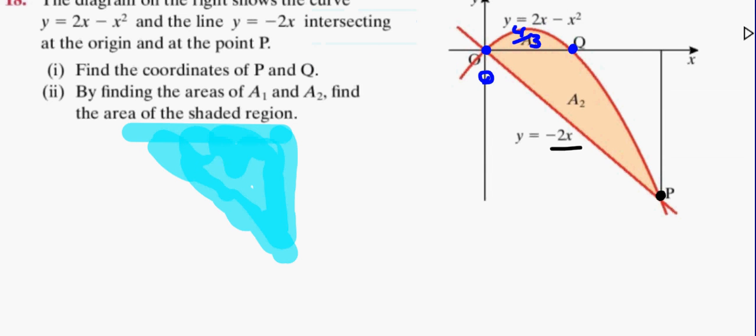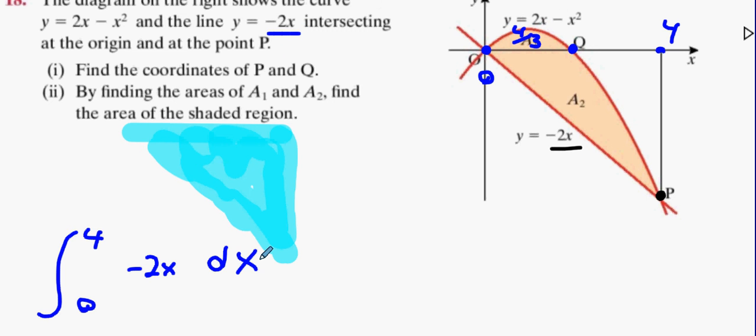From what to what? Where does that triangle start? 0. Where does it end? 4. What function am I using? Y equals minus 2x dx. We're expecting a positive or a negative value. So that means I should consider using the modulus sign, shouldn't I? Okay, it has to be a positive value.